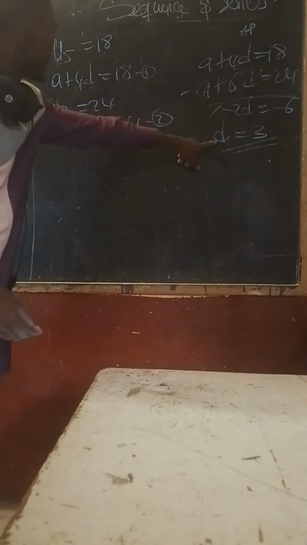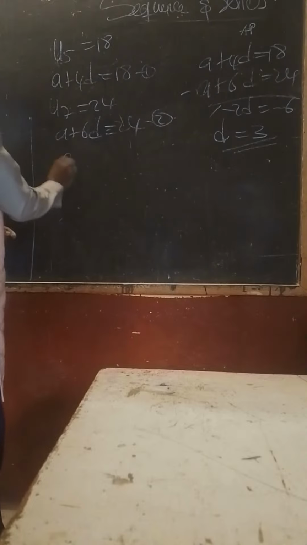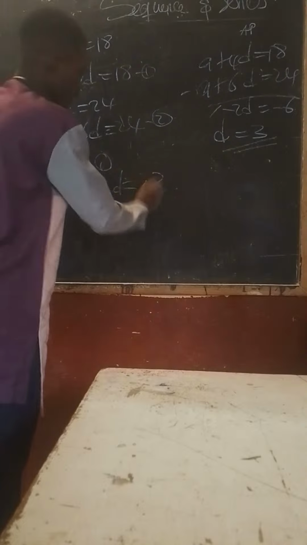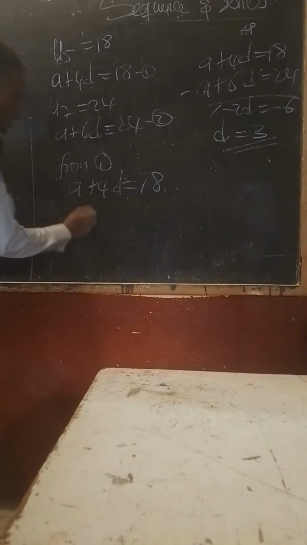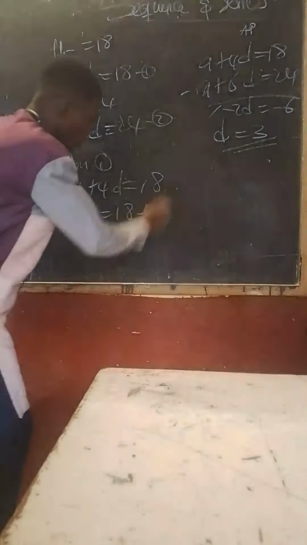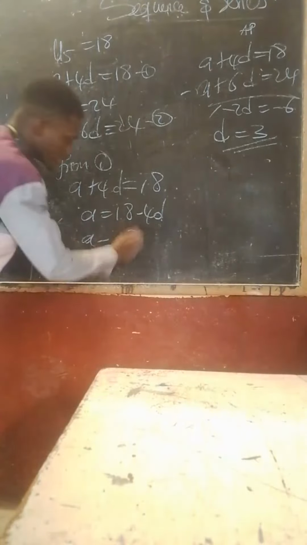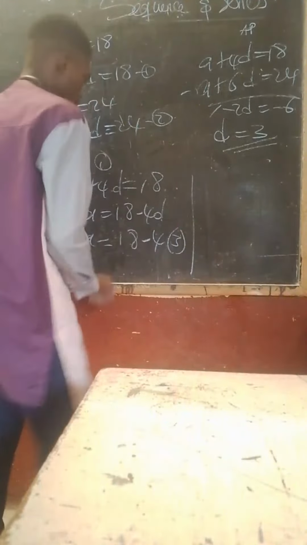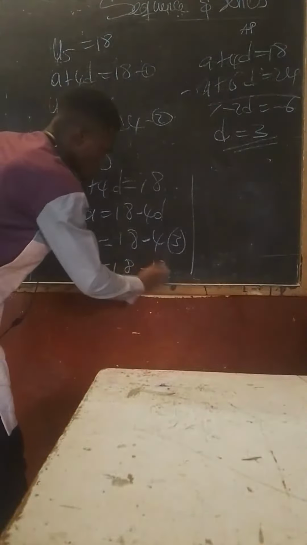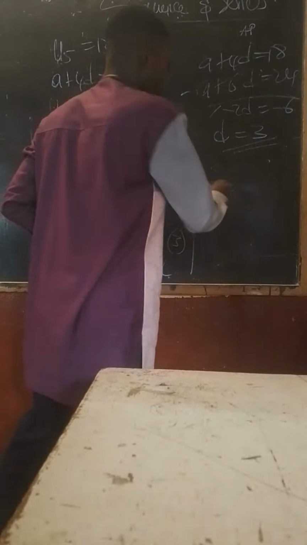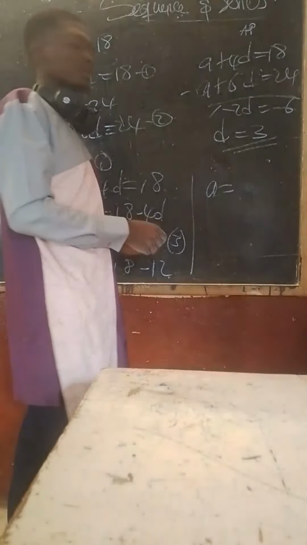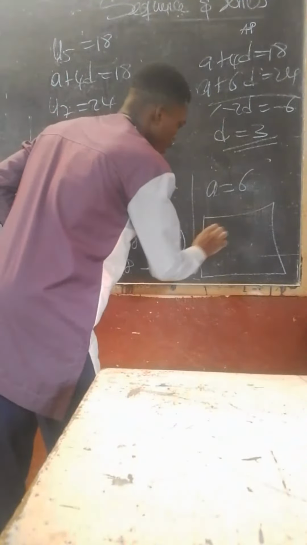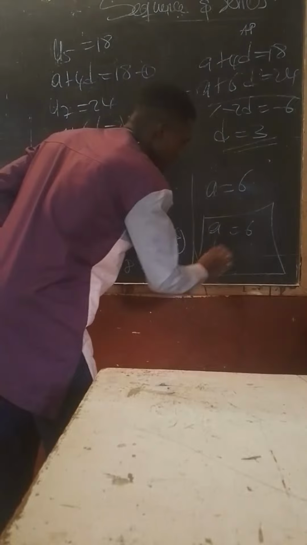You now look for one of the equations, the one that catches your fancy, and substitute D. So let's go to equation 1. From equation 1, we have that A plus 4D is 18. So now A is 18 minus 4D. So A must be 18 minus 4 times 3, meaning we have 18 minus 12. What's 18 minus 12? 6. So you now put your answer like this: A is 6, D is 3.